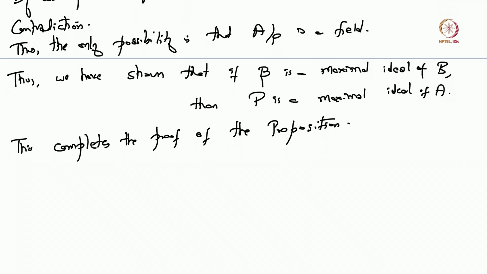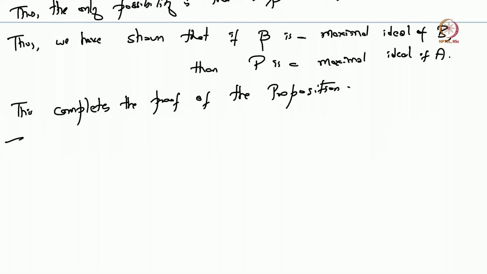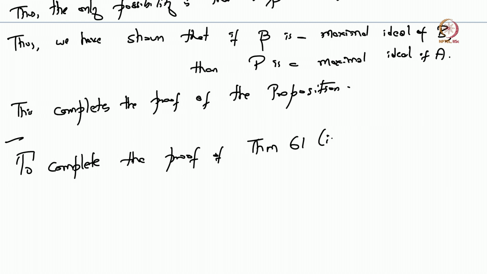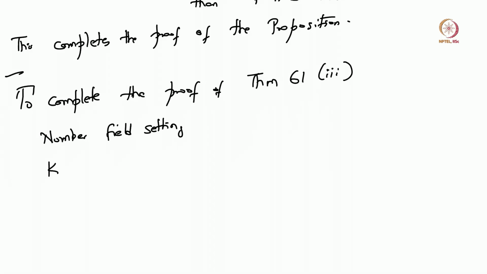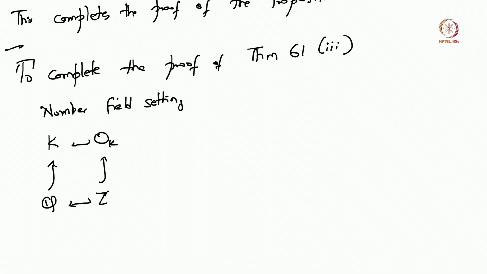Okay, so now how to use this proposition to complete the proof of the theorem, theorem 61. And this was the third part that was remaining. So again, just as a reminder, we had these two settings. We had this number field setting, so we had this finite extension, and we looked at OK, which was the integral closure of Z.